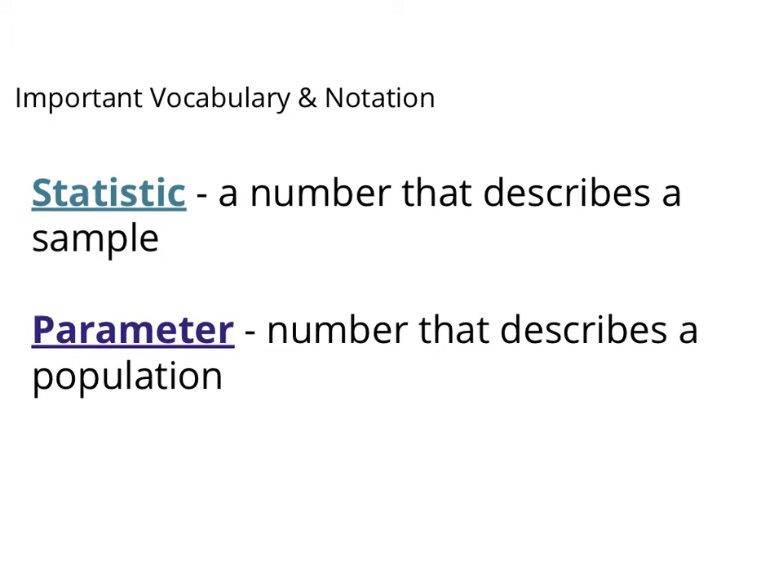So let's distinguish between some important vocabulary: the difference between a statistic and a parameter. A statistic is a number that describes a sample. So I often say, remember S and S here. Whereas parameters are numbers that describe a population. So our P's go together.